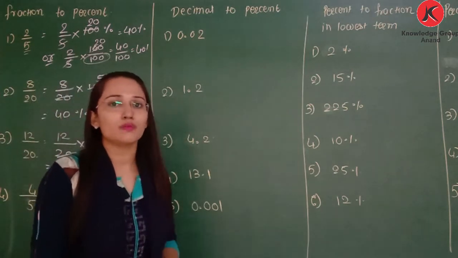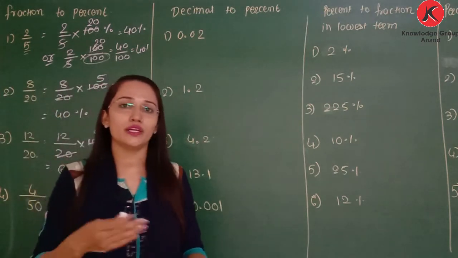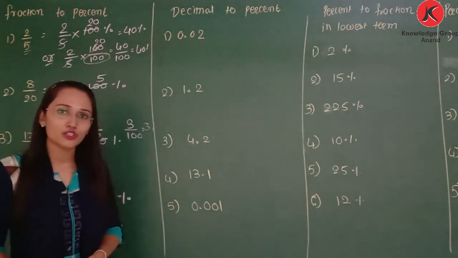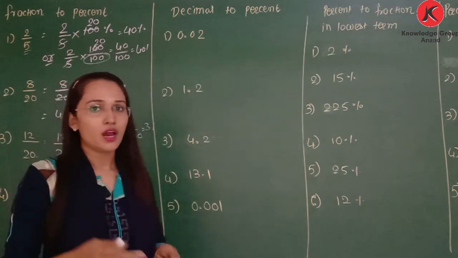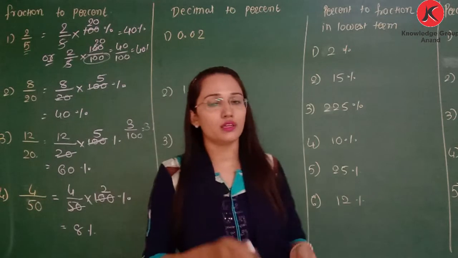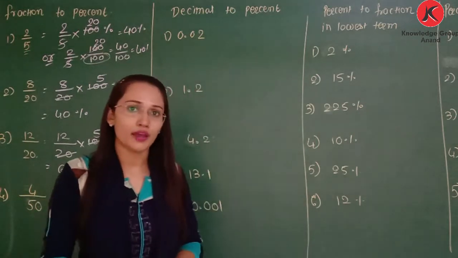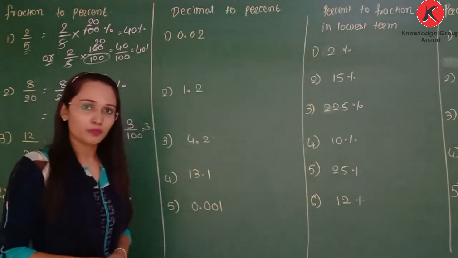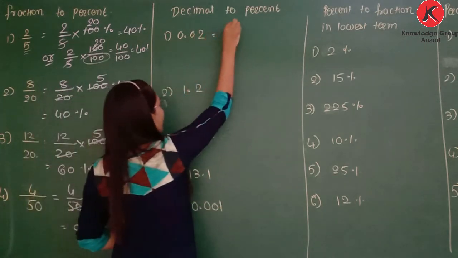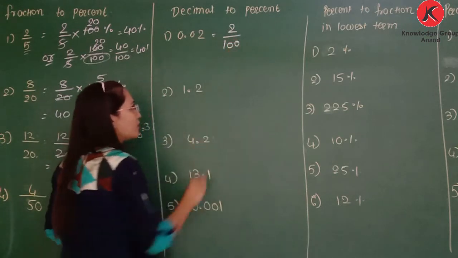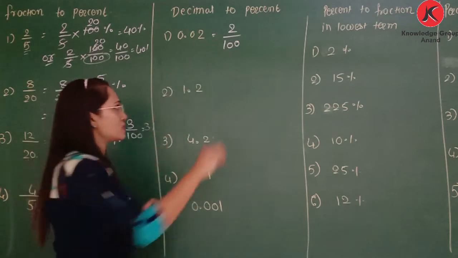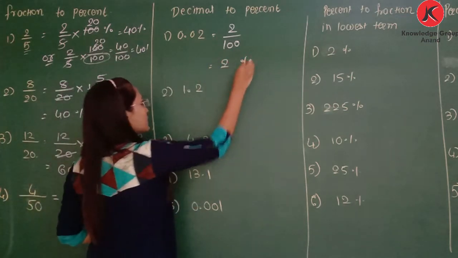We know that a decimal is nothing but a fraction with the denominator 10, 100, 1000, 10,000. So first of all, to find the decimal to percentage, we find the decimal to fraction and then fraction to percentage. Here 0.02 can be represented as 2 by 100. Now we get the fraction with denominator 100, so the percentage will be 2%.